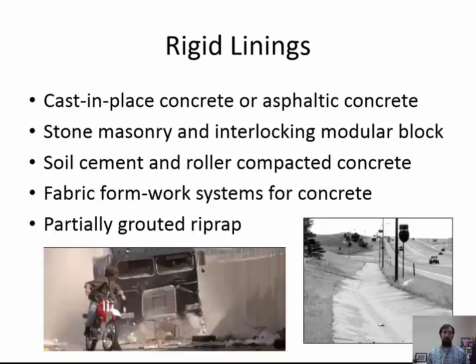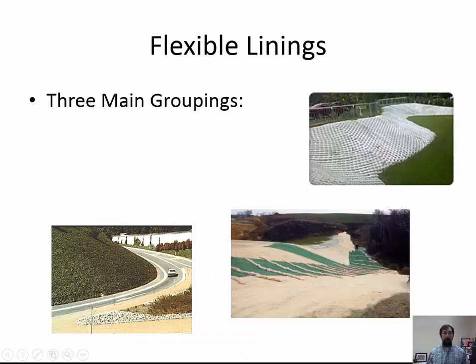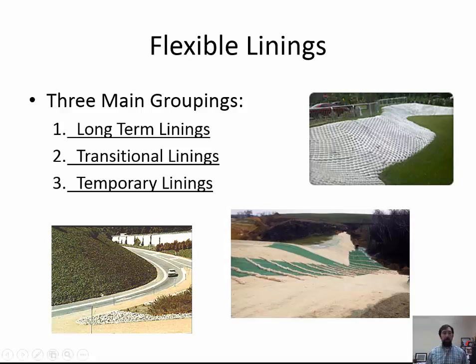We can contrast these with flexible linings. Flexible linings basically come in three main groupings. We've got long-term linings, which are used where roadside channels require protection for the service life of the channel. We've got transitional linings, which are the linings that establish our long-term goals. And then we've got temporary linings, on the other far side of the spectrum. These are put in place to get things started, maybe to get into the transitional state, which would eventually lead us to the long-term lining.